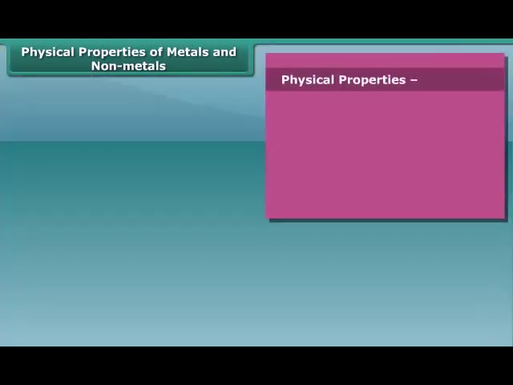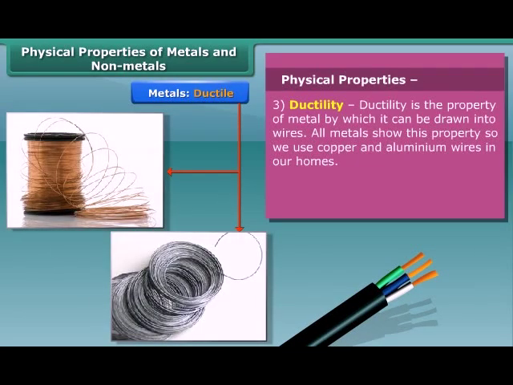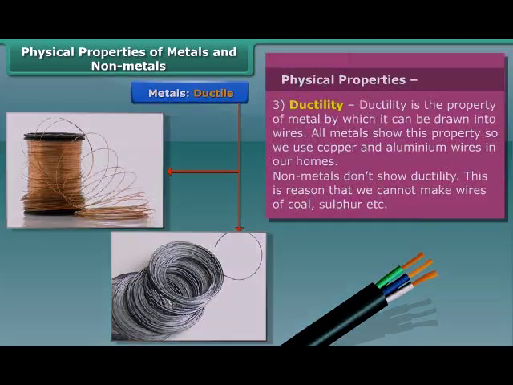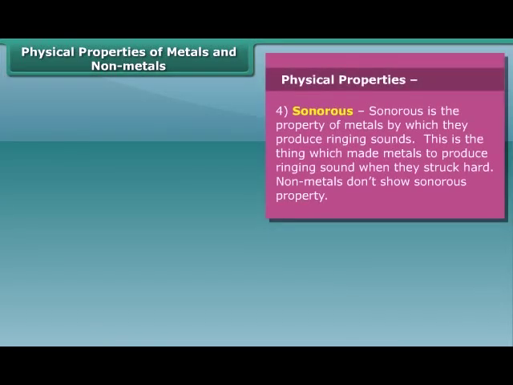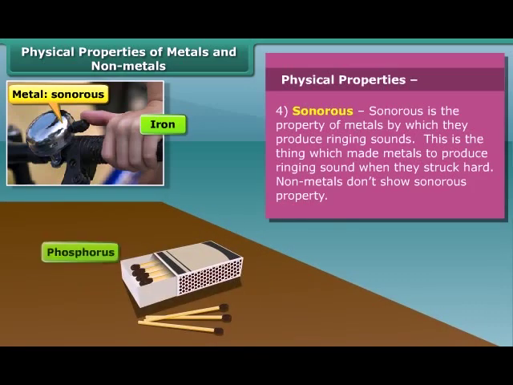The property of metal by which it can be drawn into wires is called ductility. It is the third property of metals. Non-metals don't show ductility. Now let's talk about another property of metals. That is sonorous. Metals produce ringing sounds when they are struck, so are said to be sonorous. The materials other than metals are not sonorous.